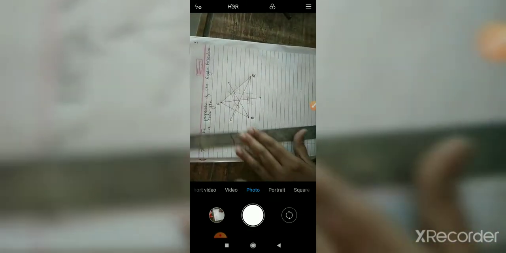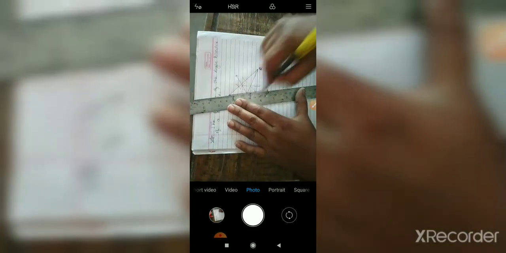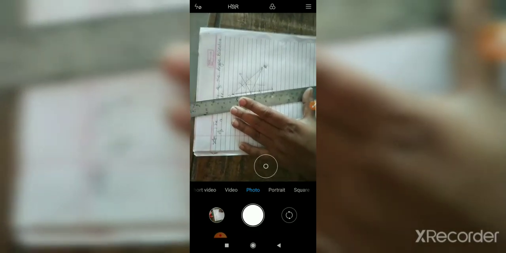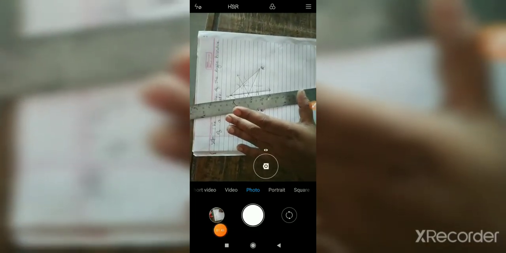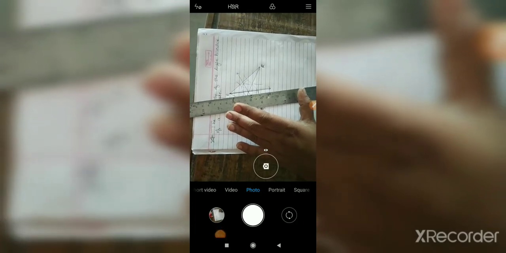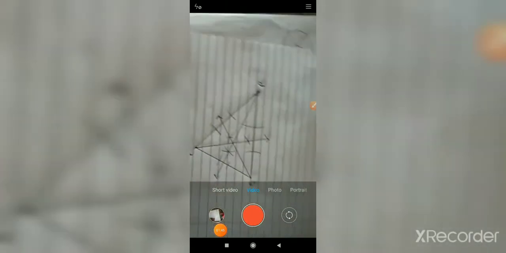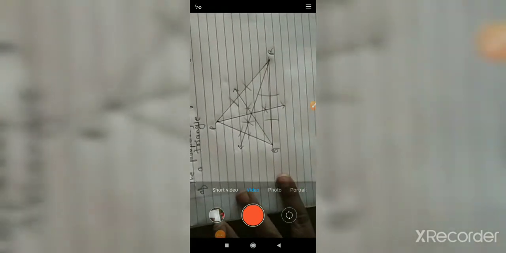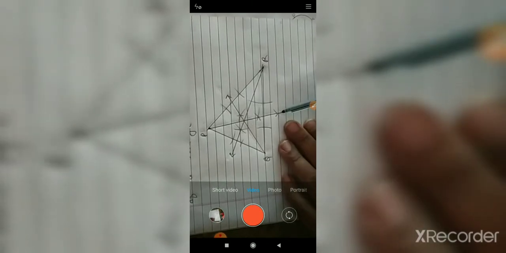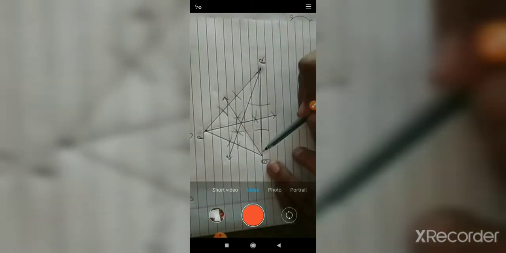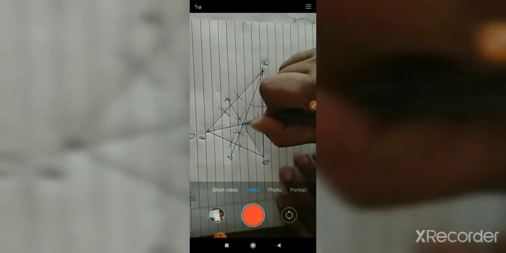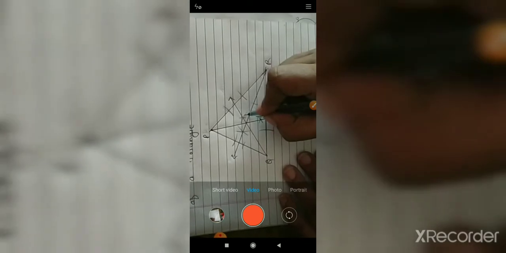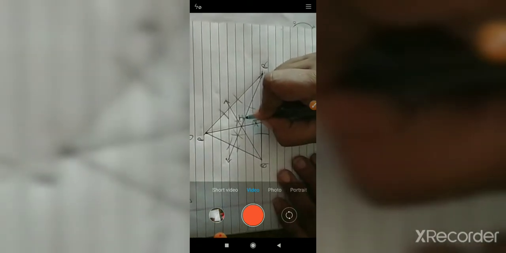The next point is, if you see here, you will notice that all these three angle bisectors, angle P's bisector, angle Q's bisector and angle R's bisector, are passing through a single point. Here it is, that point, and that point is I. We have to give this the name I.